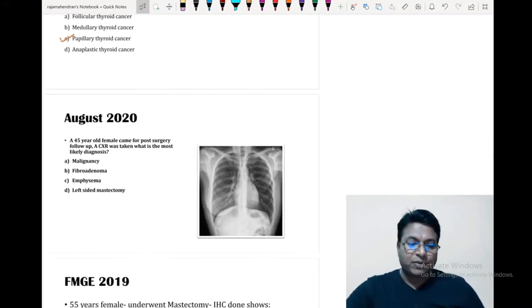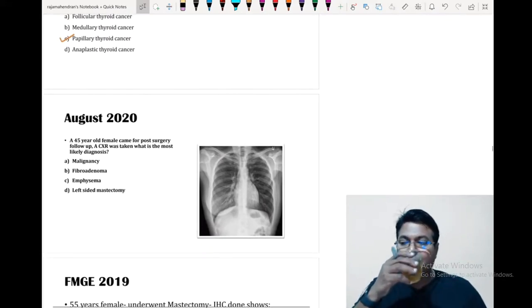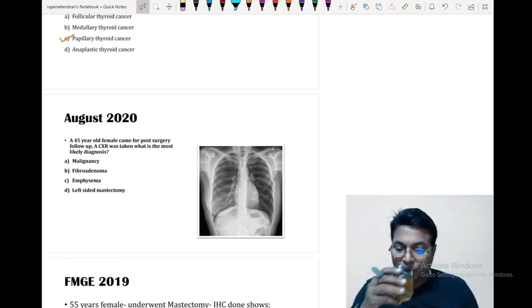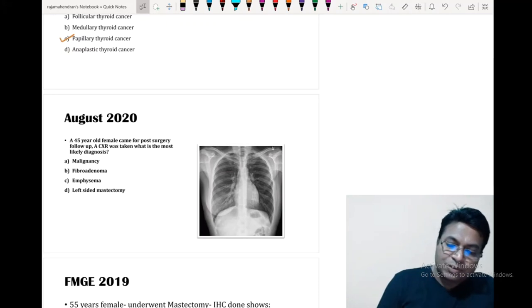So this is a last year question for you. A 45-year-old male came for post-surgery follow-up. Yes, chest X-ray was done. What is the diagnosis? Can you see?